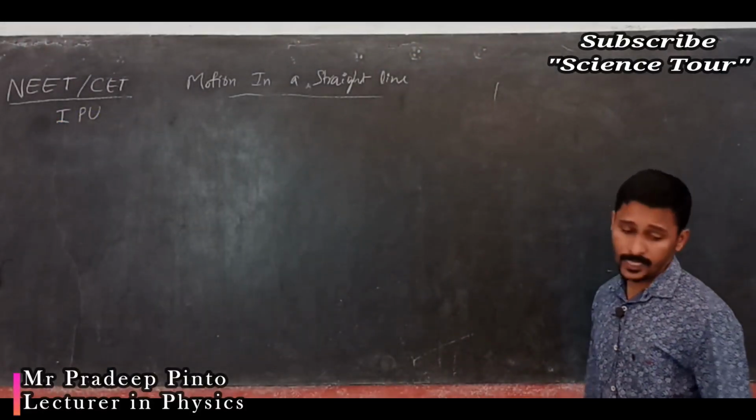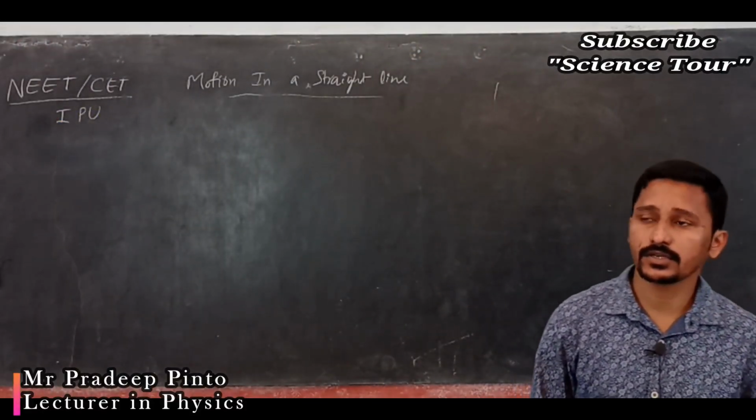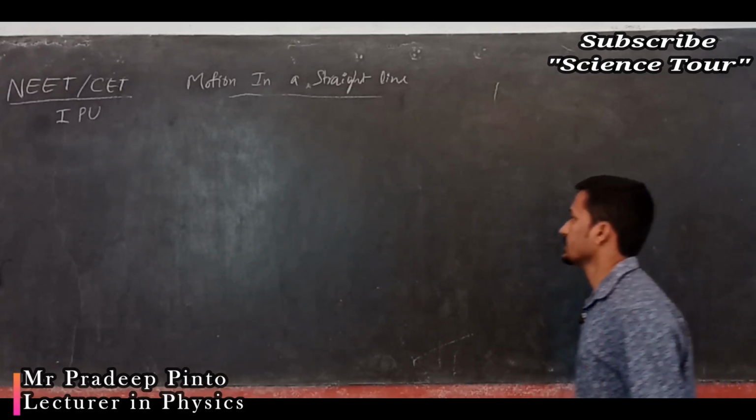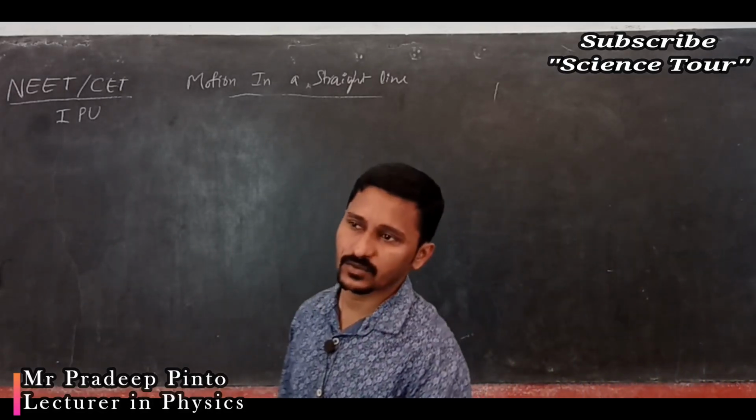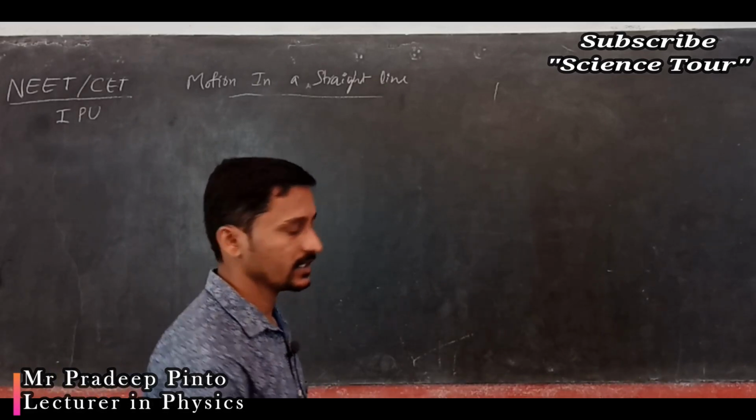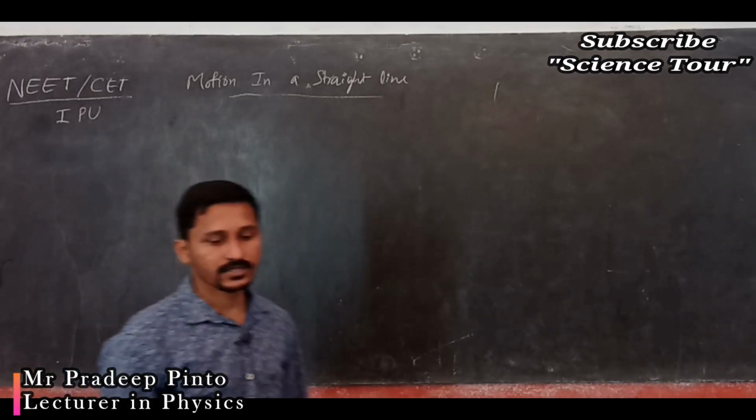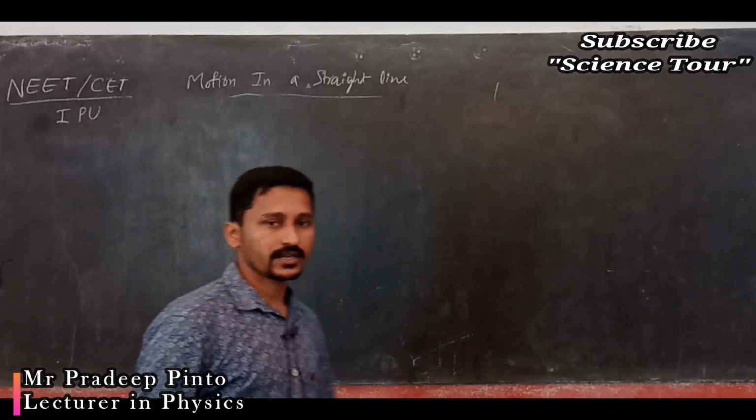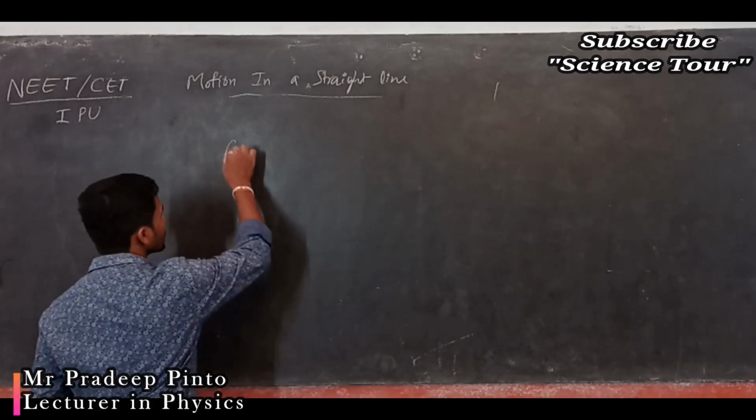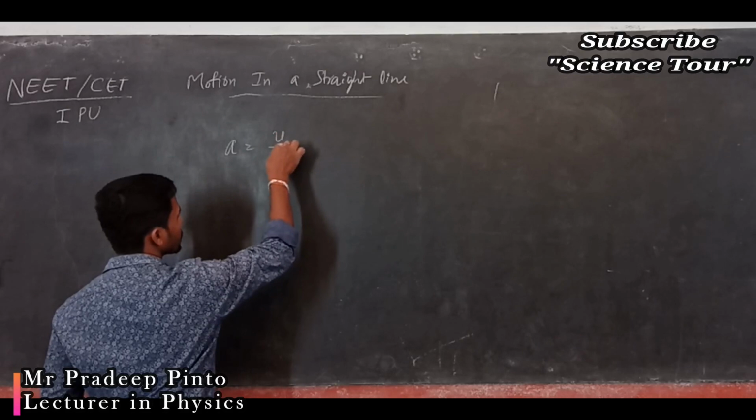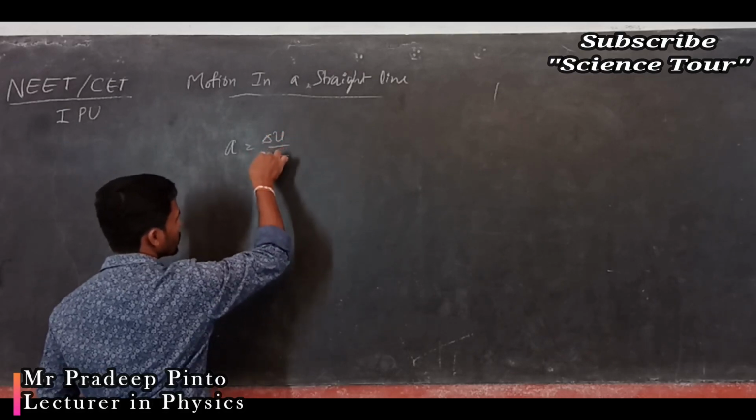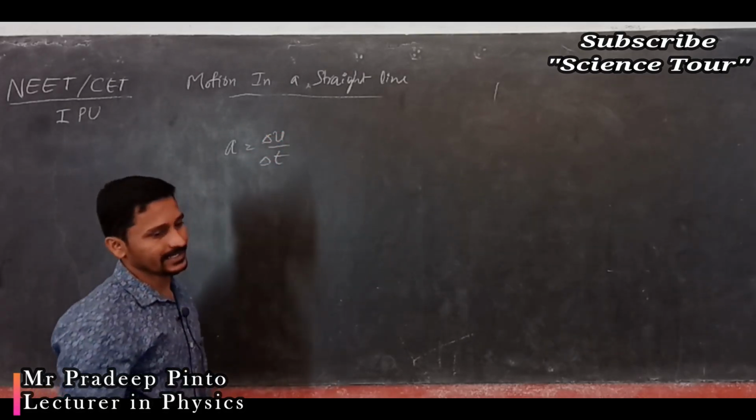So we studied about the graphs. Now next, what are the different physical quantities we have studied? We have also studied about acceleration, isn't it? Acceleration means what? Acceleration is nothing but change in velocity, right? So we are going to write it as delta v by delta t.